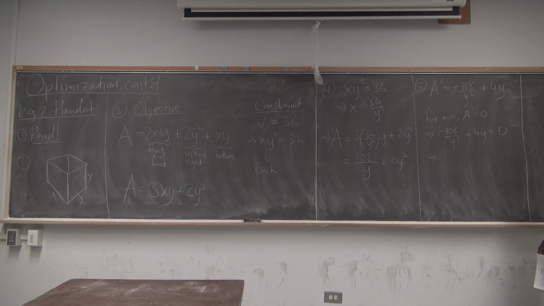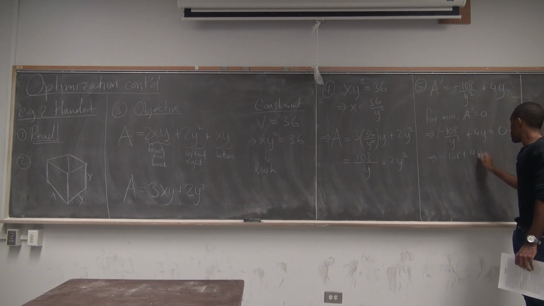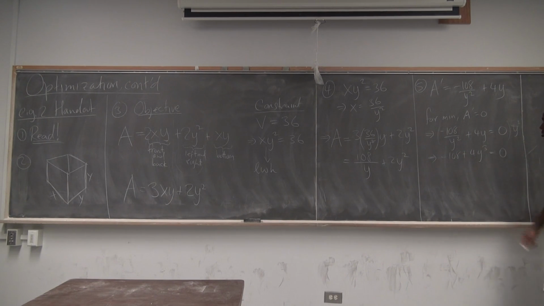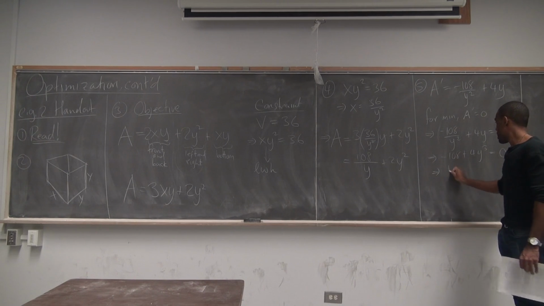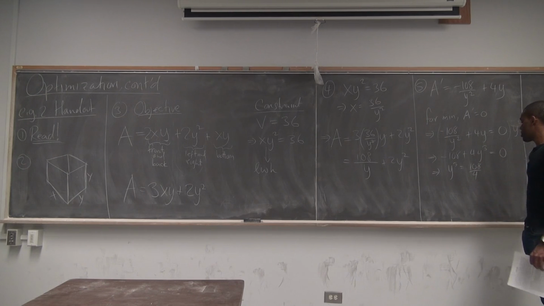So for y? Common denominator, or it's an equation, so we can actually just clear the denominators. Multiply both sides by y squared. And I will get minus 108 plus 4y cubed equals 0. In which case I have y cubed is equal to 108 divided by 4.